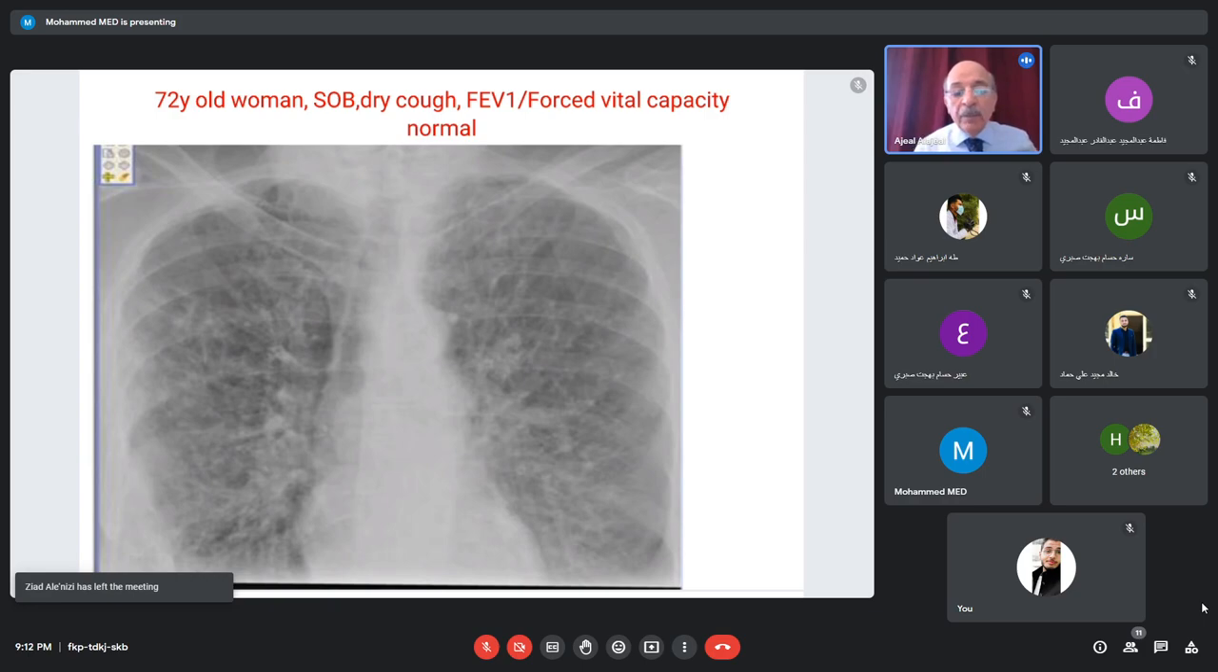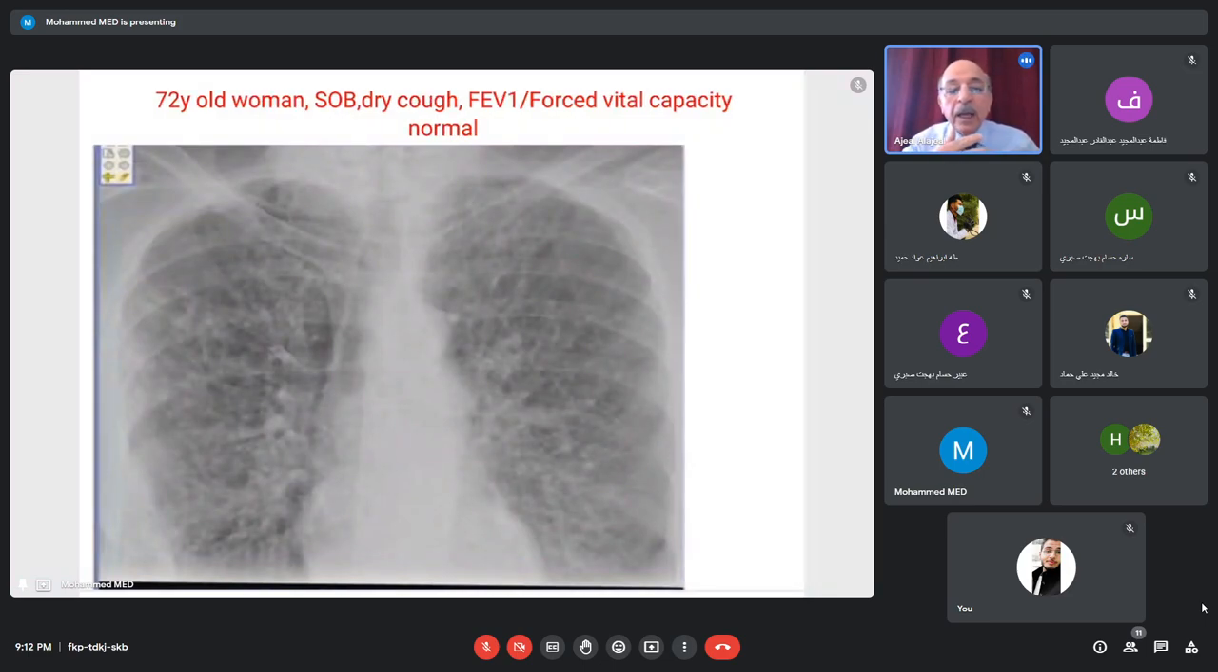And how do I describe this shadowing? I will describe it as infiltrative all over the place, and it is fibronodular. Fibronodular, please remember this, okay? So fibronodular shadowing in both lung fields in a 72-year-old woman complaining of shortness of breath, and the respiratory function test is suggestive of restrictive lung disease. This is fibrosing alveolitis.